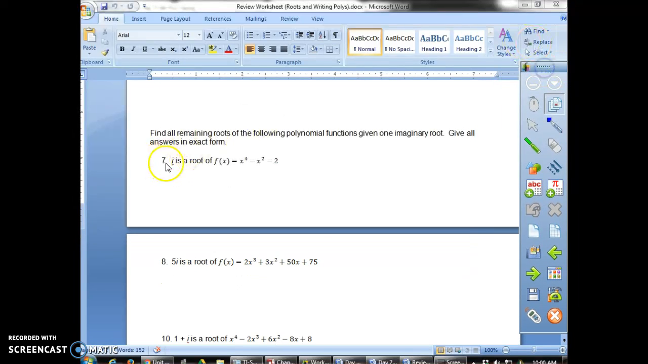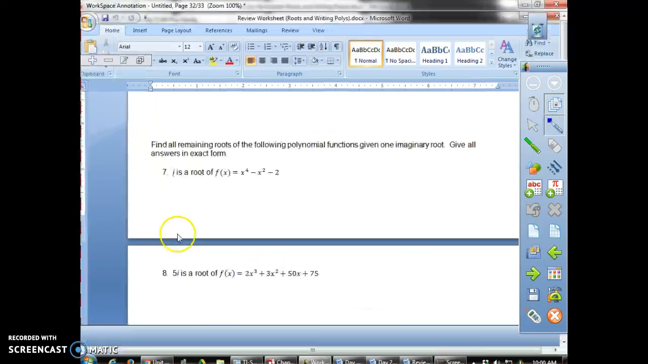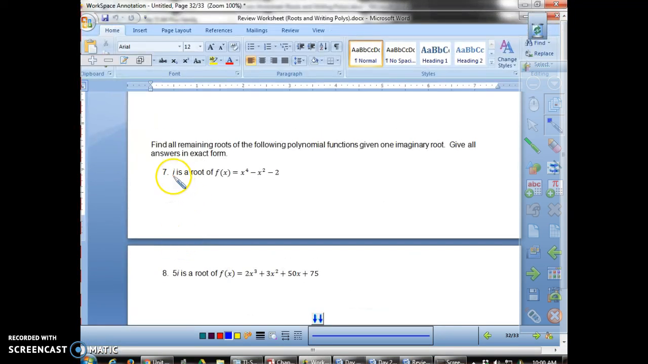So find all the remaining roots here. If i is a root, so is negative i. So it's kind of like 0 plus i. This is complex form. Its complex conjugate is the opposite sign for i. So I'm just going to use i and a negative i in my synthetic division.